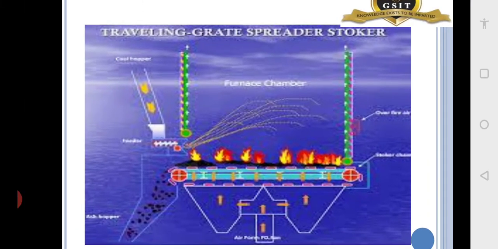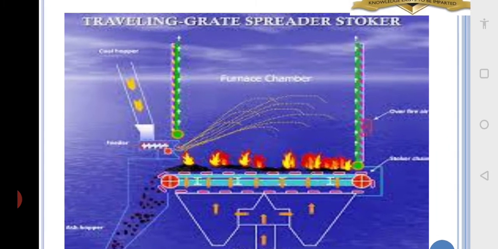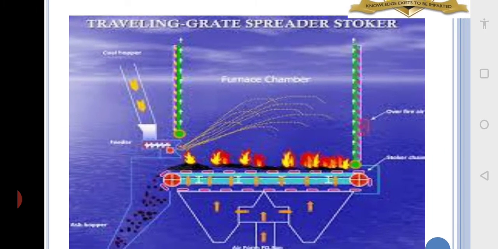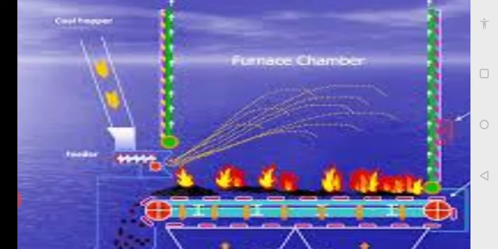So you can see there is one more picture I have shown. This is a traveling grate stoker also here. Here also the grate, you can see the fire. This is more colorful in nature. So on the left side the coal is coming from that hopper. Here what happens? You can see this red color, this one.